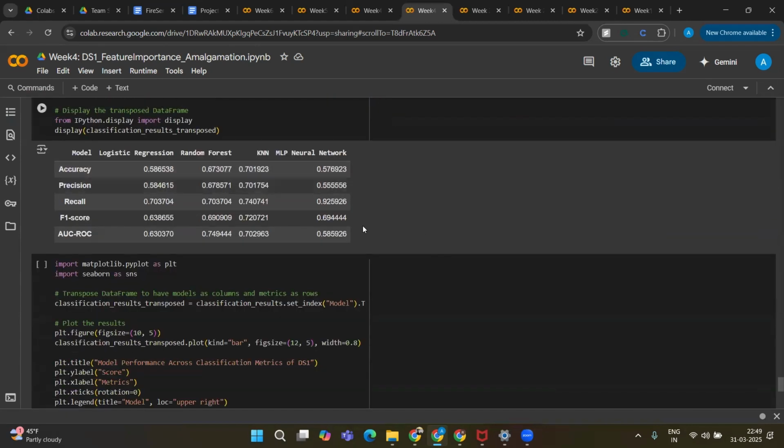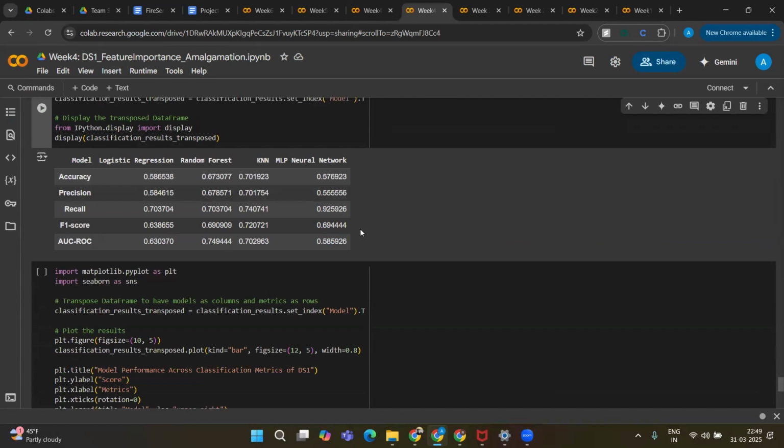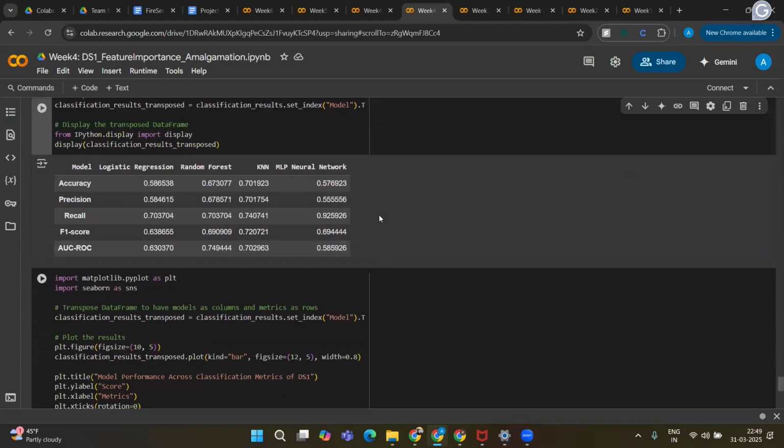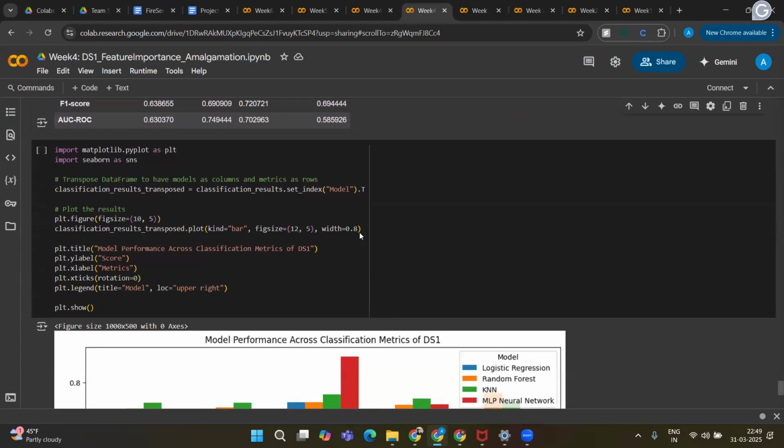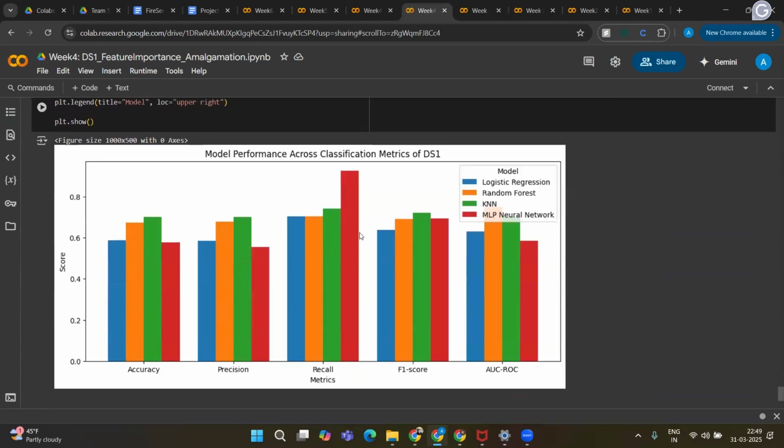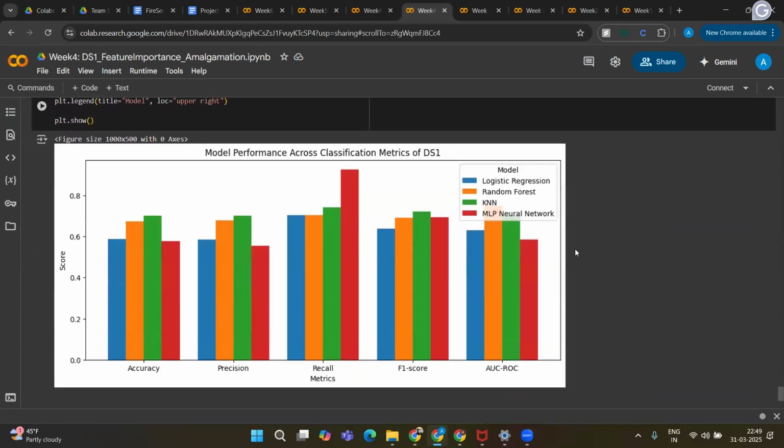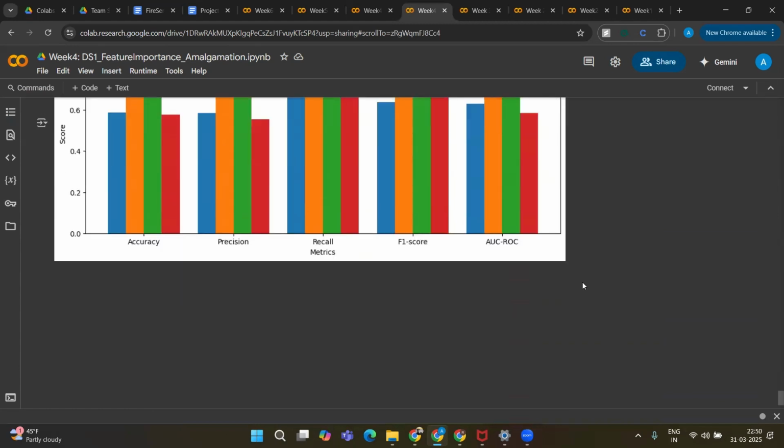Yeah, this table here shows that we can get the difference between the logistic regression, random forest, KNN, and MLP neural network. These 4 models we did, and at last we printed out the model performance across different classification metrics on the dataset one. So this is all about dataset one, feature importance and amalgamation.